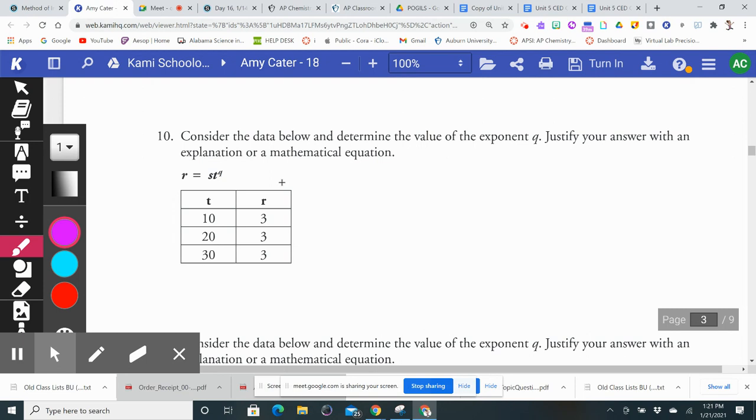Okay? So, if we double T, what happens to R? Stay the same. So, if we double T and R stays the same, what do you think Q is?